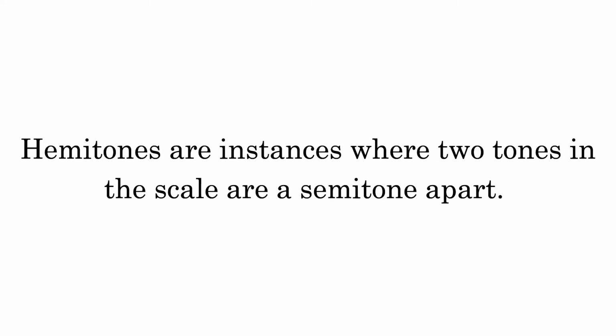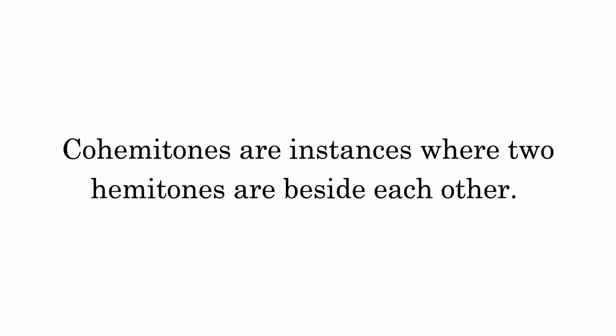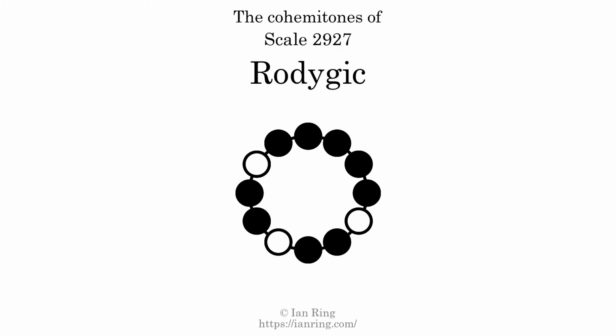Hemitones are instances where 2 tones in the scale are a semitone apart. This scale has 6 hemitones. They are at positions here, here, here, here, here, and here. Cohemitones are instances where 2 hemitones are beside each other. This scale has 3 cohemitones. They are at positions here, here, and here.